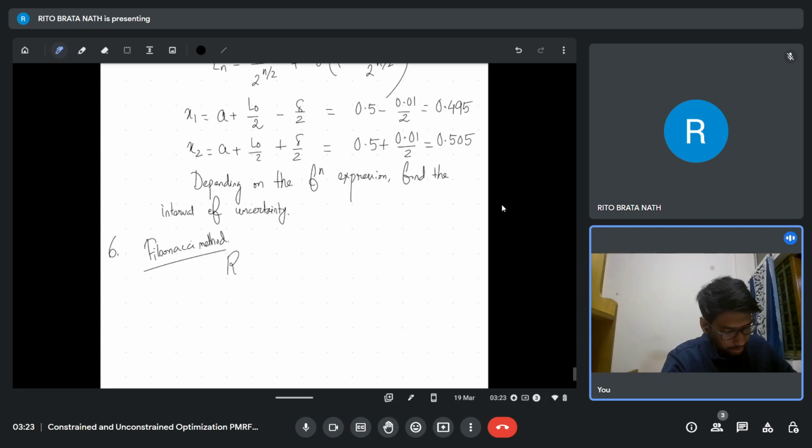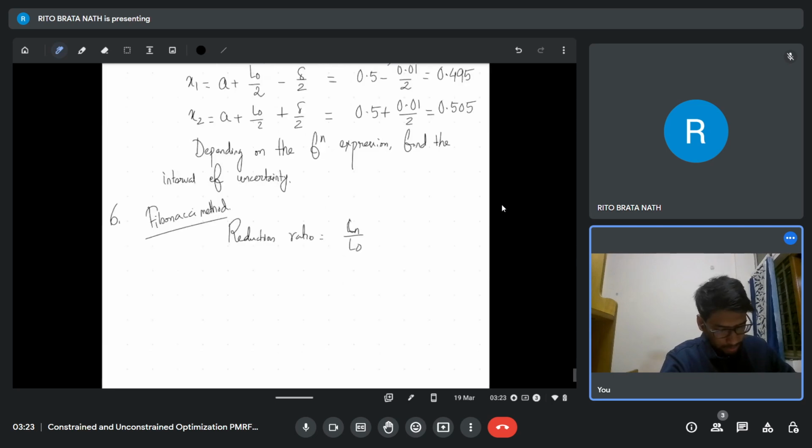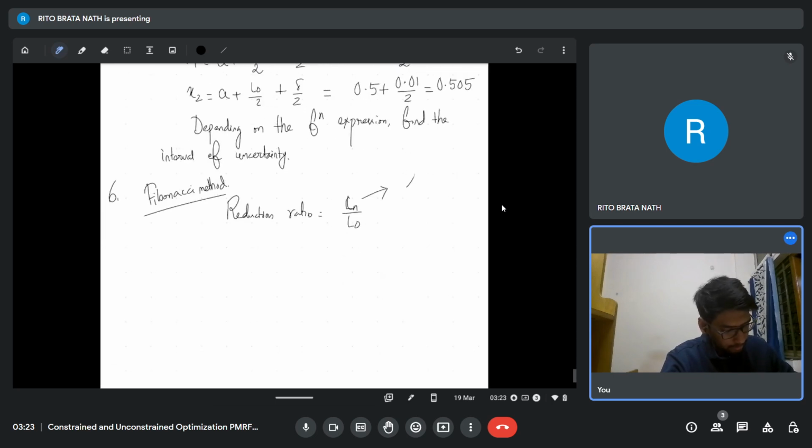The reduction ratio is nothing but ln by L naught. So get the expression of ln and find this. I think you'll get it directly from the slides, so I'm not writing it down. This is for the Fibonacci method.